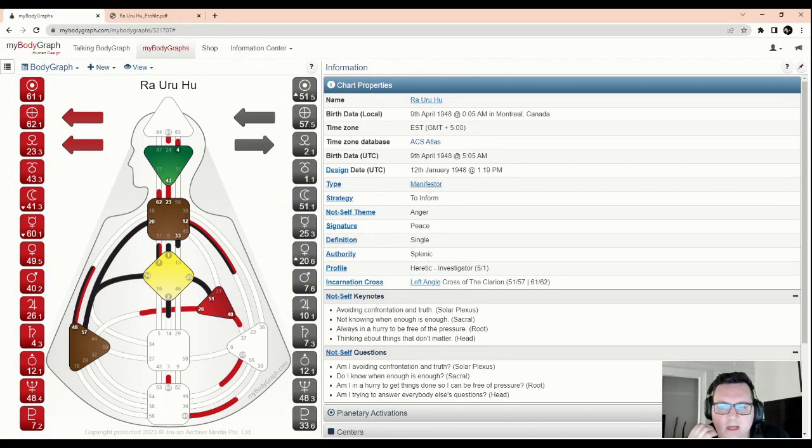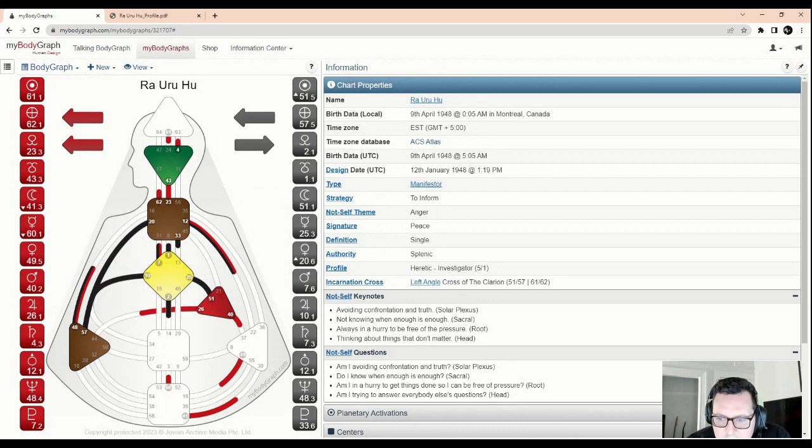The 5 line is a lot like the story of Jesus, where he was a leader, a spiritual leader for many people at the time. But other people wanted to crucify him. So that's kind of the themes of the 5 line. With his unconscious line as the first line, which is the investigator, this means that Ra-Uru-Hu spent a lot of time investigating things in detail.